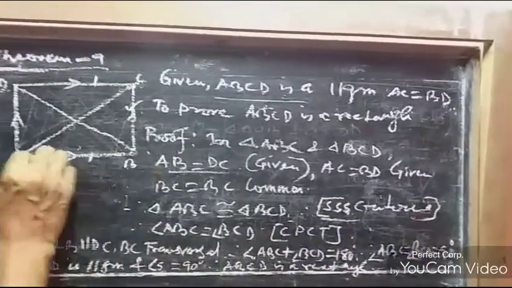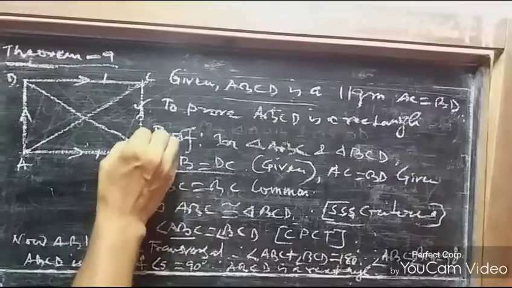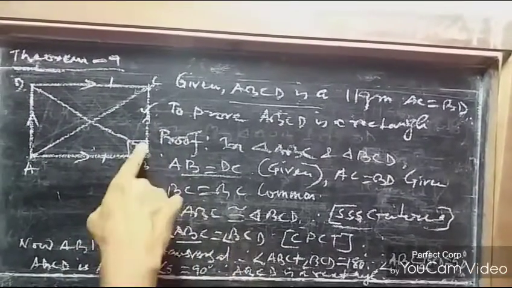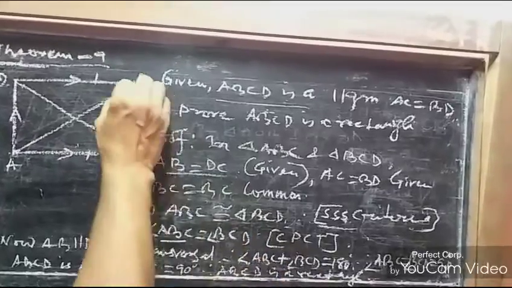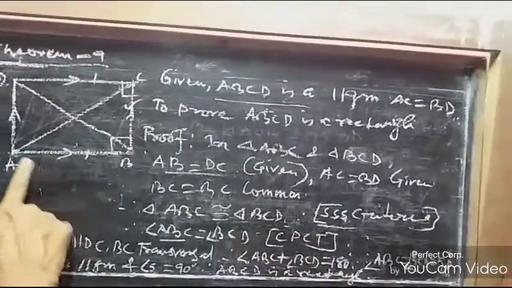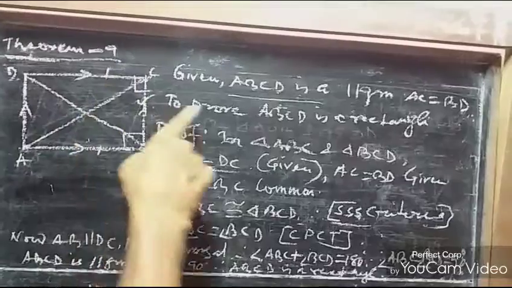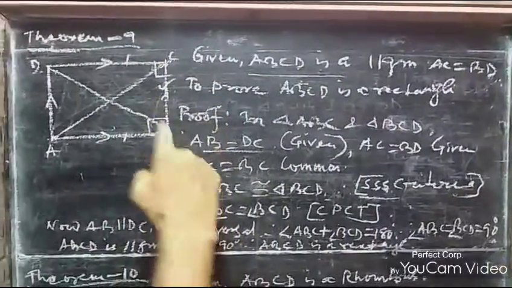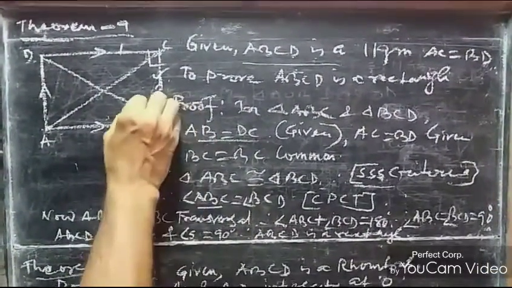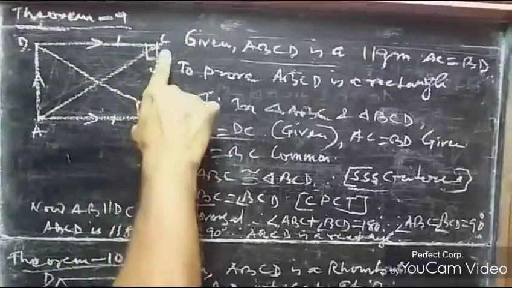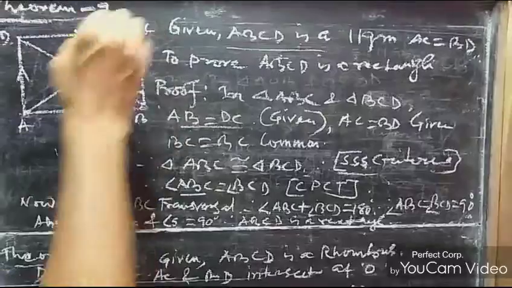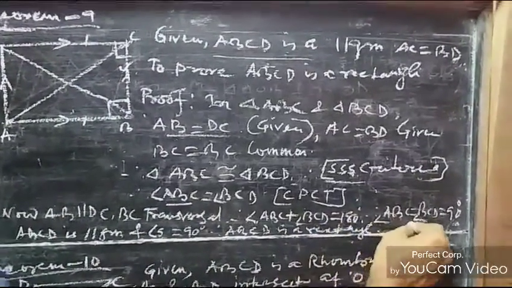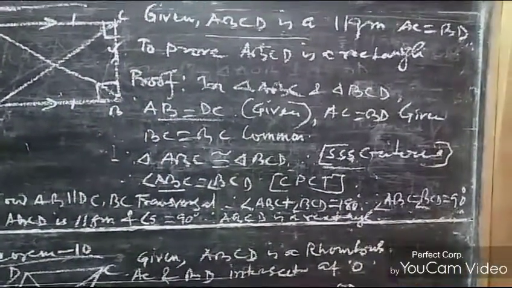Then angle ABC equals angle BCD, by CPCT. Because AB is parallel to CD, this being a parallelogram, and BC is the transversal, this angle plus this angle equals 180 degrees. These are co-interior angles. If these two angles are equal, then definitely each angle is 90 degrees.